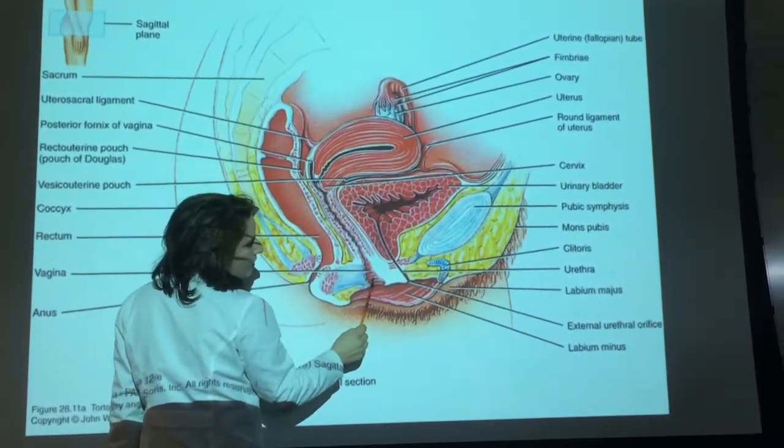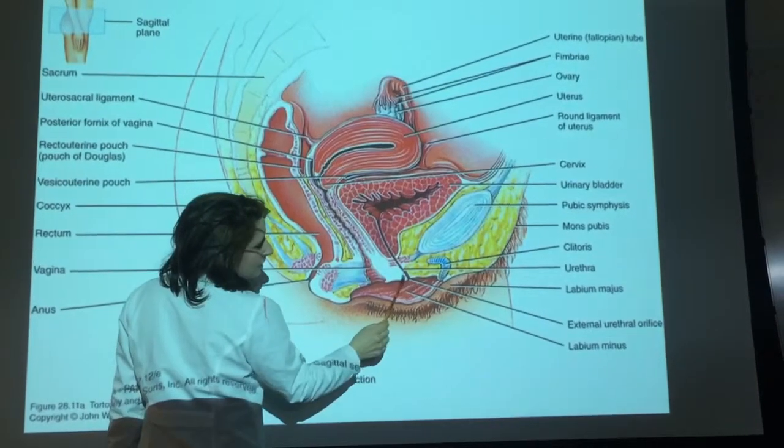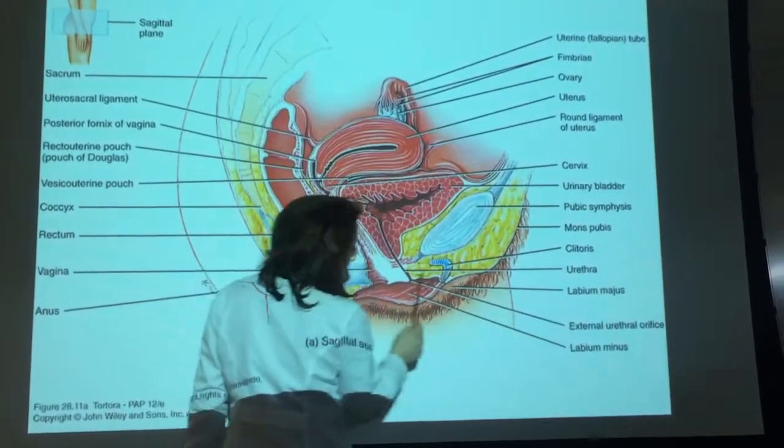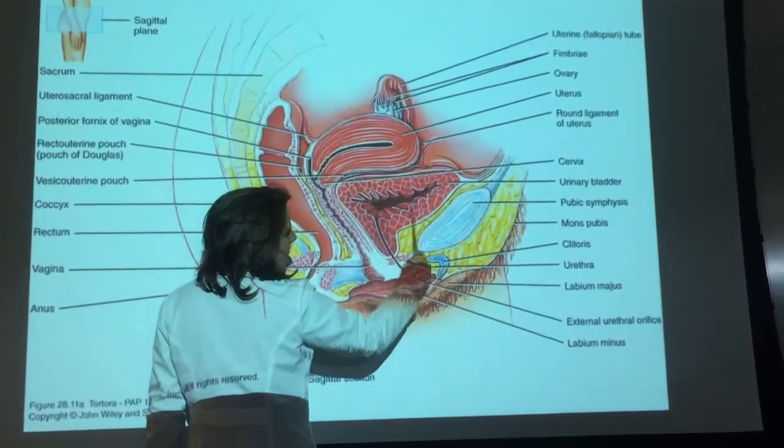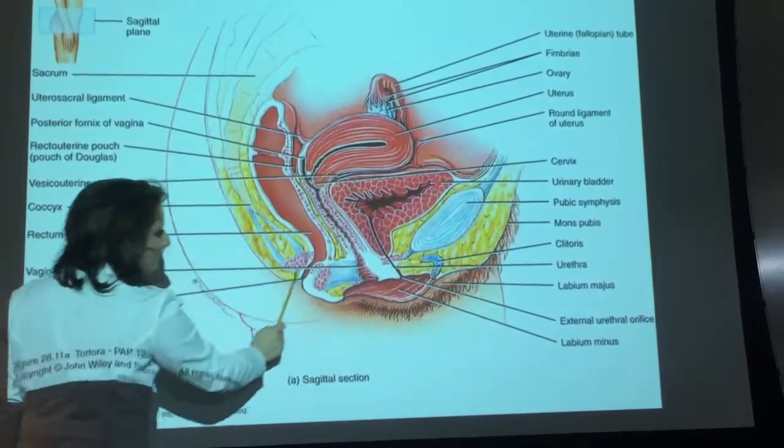Okay, and this is for the reproductive system, and this is the urethra. So this is the external urethral orifice right here. This is the urethra, and this is the urinary bladder. Okay, so those are the three holes.